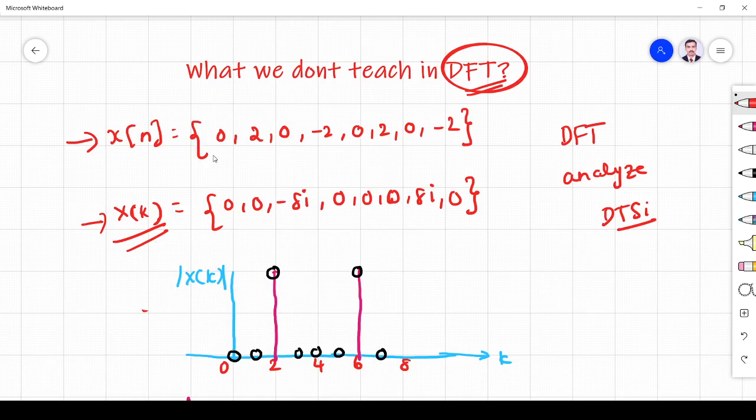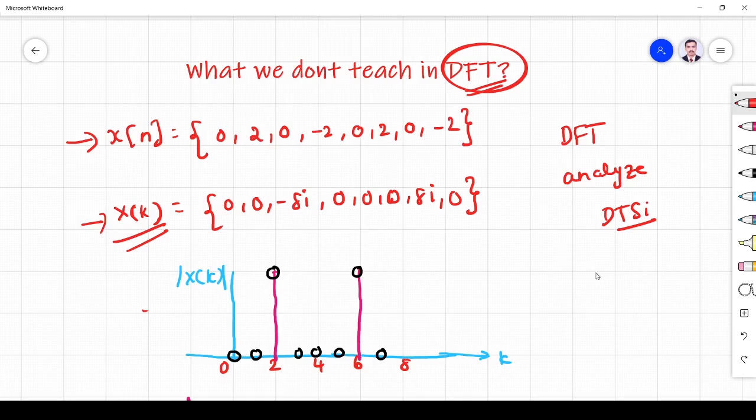So what is this x of n? This is the sample value. So this sample should have been taken from some signal, right? That we have to tell. Otherwise the student doesn't know what is this and what is this. What is the relationship between these two, right?